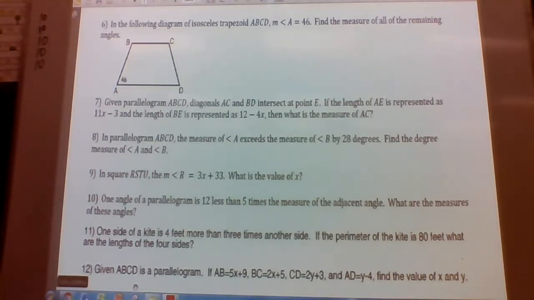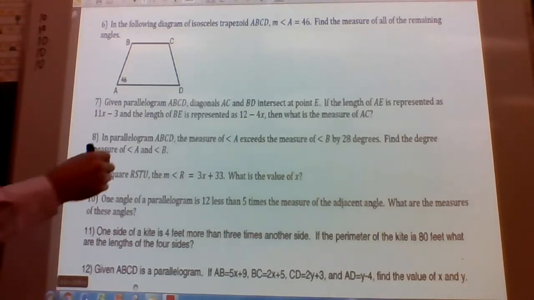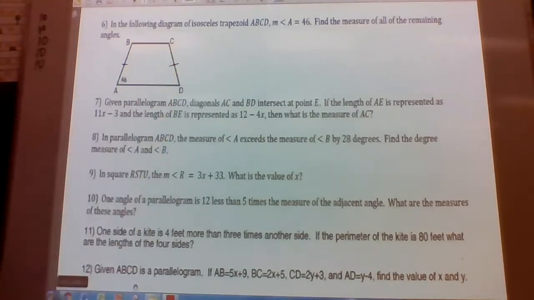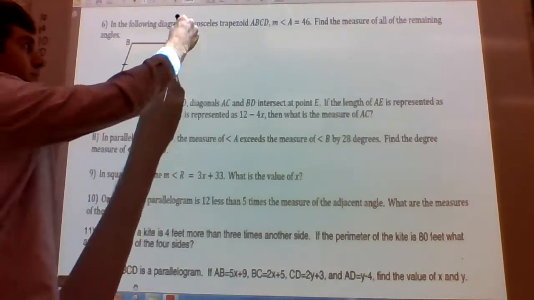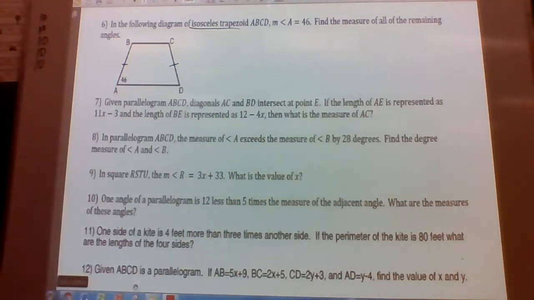In the following diagram, we have an isosceles trapezoid, ABCD. So I'm just going to put the legs in, because I know in an isosceles trapezoid the legs are congruent. So I'm just going to mark AB congruent to CD. We know the measure of angle A is 46. Find the measure of all the remaining angles.